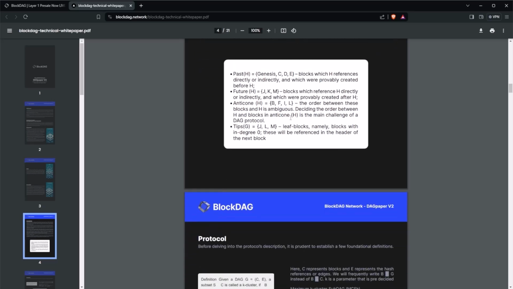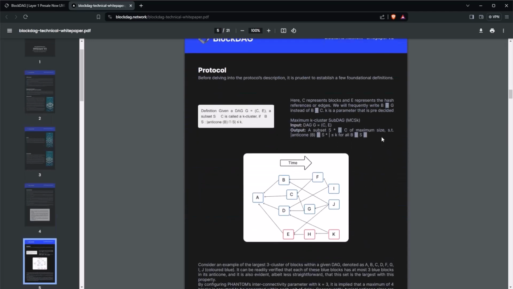So we have some more details into the protocol. This can get a bit complex. I'd recommend you check this out for yourself when looking at the DAG paper, because it will take a while to go fully in depth, but here we have a basic structure.